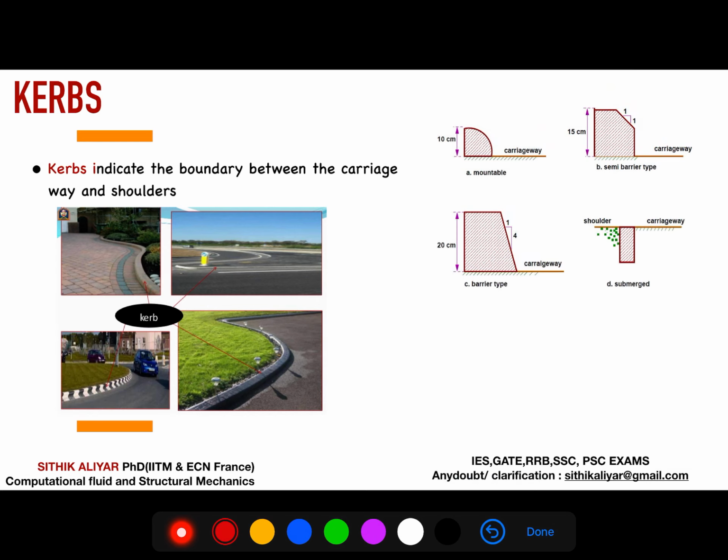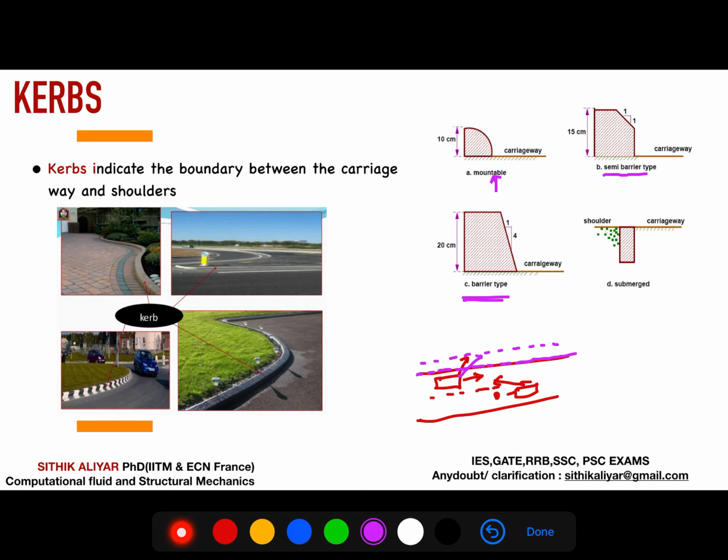First you should know why we have to go above to the shoulder. Whenever there is a problem, consider the road is here, and vehicle A is going in this direction. Consider vehicle B is coming towards you. You want to go away from the road; obviously this will be the shoulder area. If there are curbs in this direction, and it is a mountable curb, it's very easy to go away from the lane. If it is semi barrier, you have to take some risk because of this one.